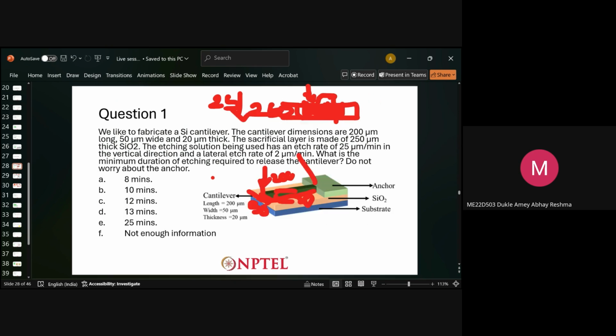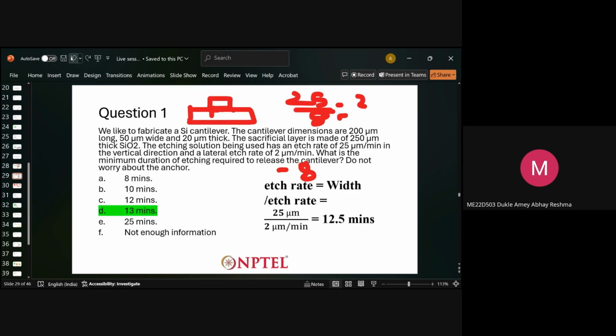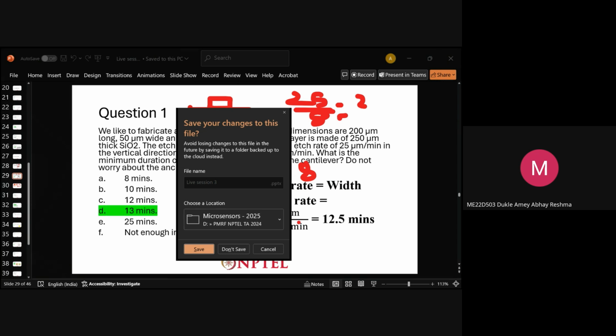So what from this figure, all you have to do. Just a moment. Sorry, sir. What I'll do is, just a moment, I'll just reset everything. Just give me a moment.